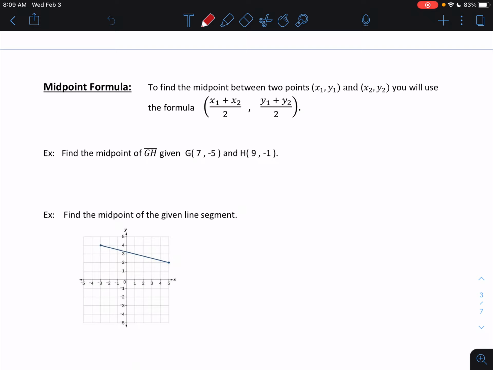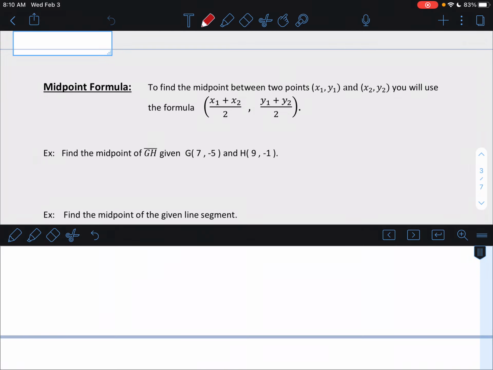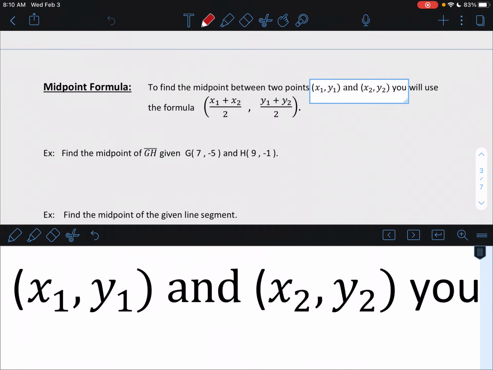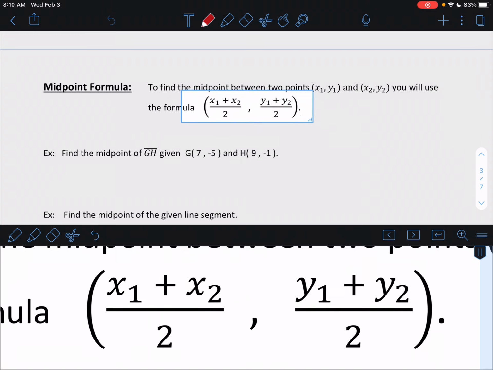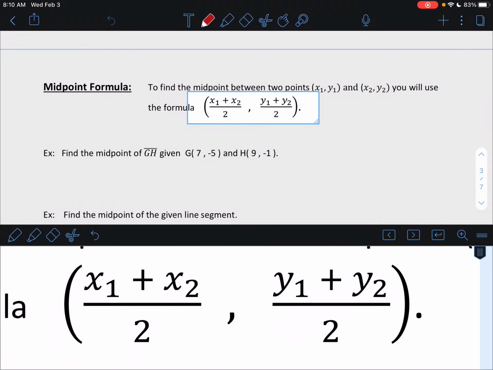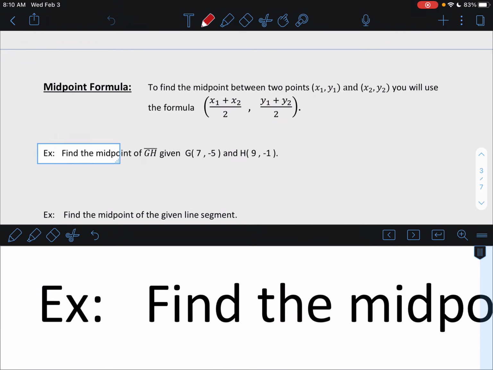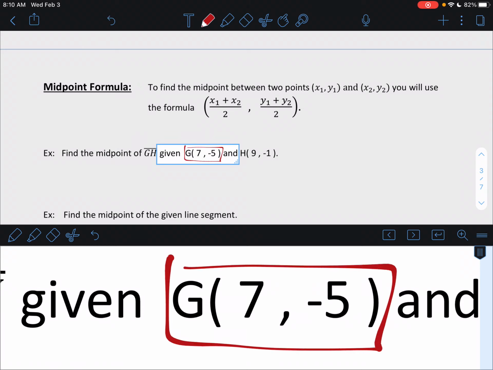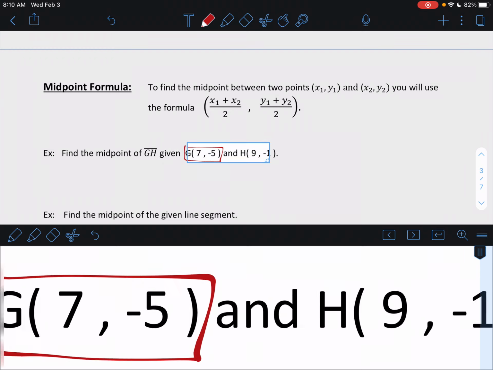So, midpoint formula. The midpoint formula is going to be used to calculate the midpoint of 2 points on a coordinate plane. So to find the midpoint between 2 points, x1, y1 and x2, y2, you're going to use this formula: x1 plus x2 over 2, y1 plus y2 over 2. So to find the midpoint of segment GH, given that G is at 7, negative 5, and H is at 9, negative 1. By the way, if you see a letter and then a coordinate, that means that point G is at that coordinate.